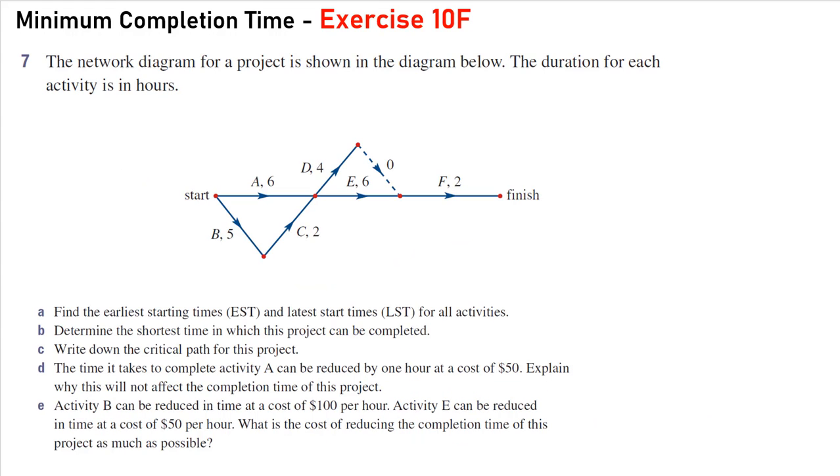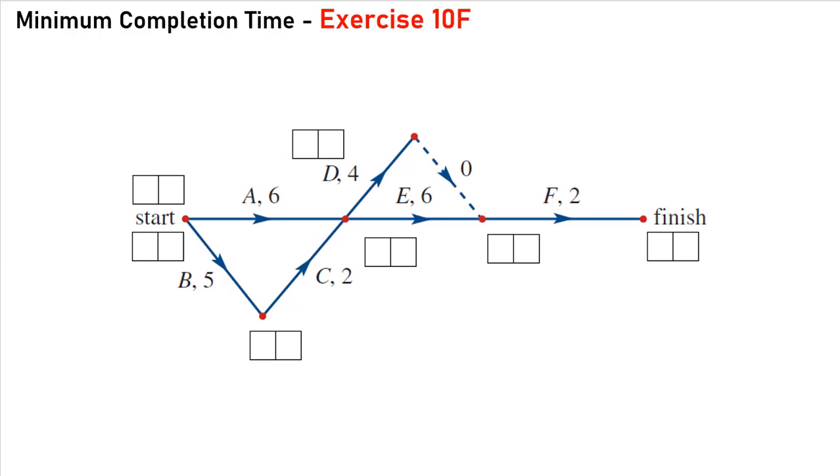Let's move on to the last question now, which is question 7. In question 7, there's a network diagram shown below. The duration for each is given to us in hours. We need to go and work out the EST and LST and determine the shortest time of the project and write down the critical path. So just like we did for question 6, let's go ahead and do that on a separate page. Let's go through firstly and do our forward scanning.